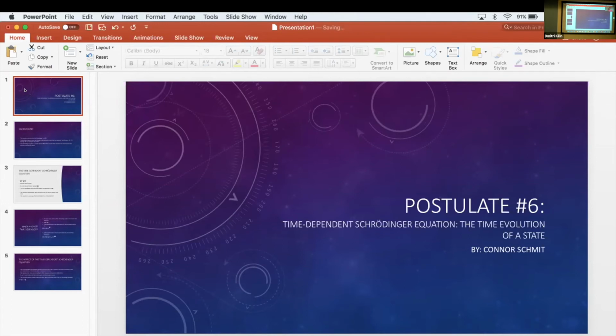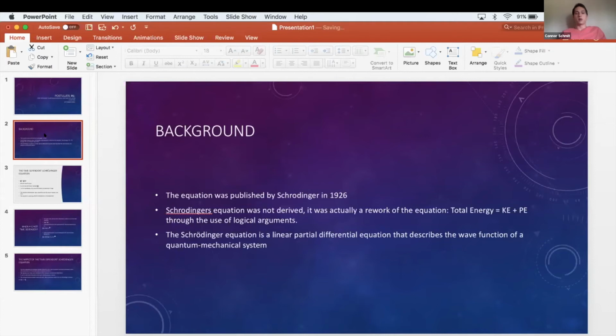So I had postulate number 6, which is the time-dependent Schrodinger's equation, and it is a time evolution of a state. So for background, the equation was originally postulated in 1925 and was published in 1926 by Edwin Schrodinger. And then it became the basis of his work leading up to winning the Nobel Prize in Physics in 1933.